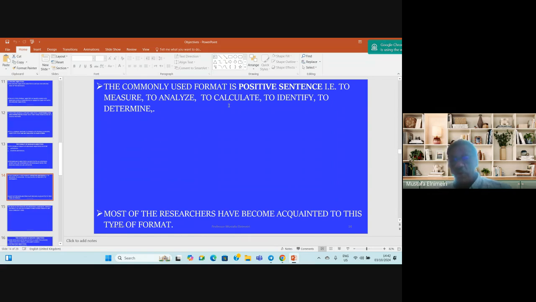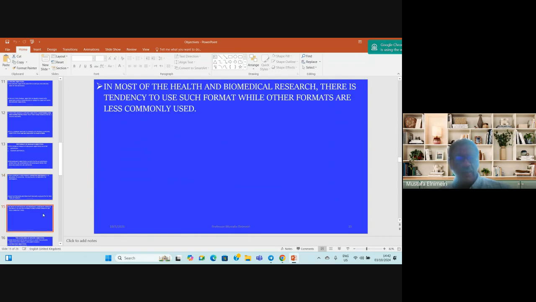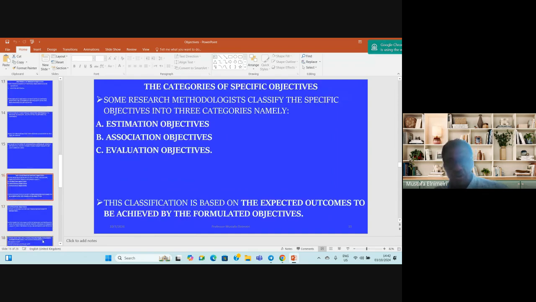The commonly used format is the positive sentence: to measure, to analyze, to estimate, to calculate, to identify, to determine. Most of the researchers have become acquainted with this type of format. In most health and biomedical research, there is a tendency to use such a format, while other formats, such as the question format, are less commonly encountered or used. Now we come to discuss the categories of the specific objectives.